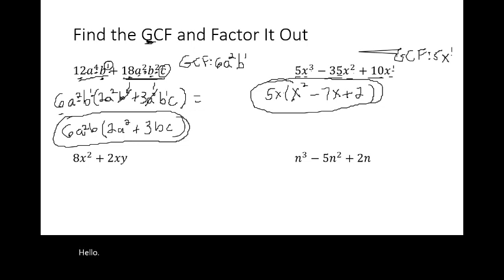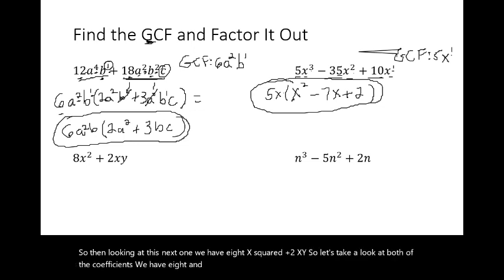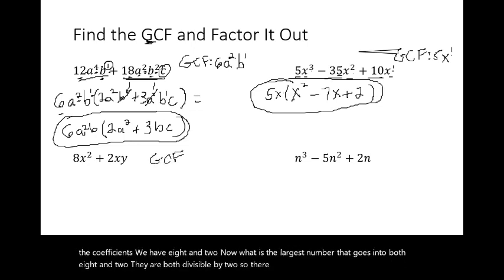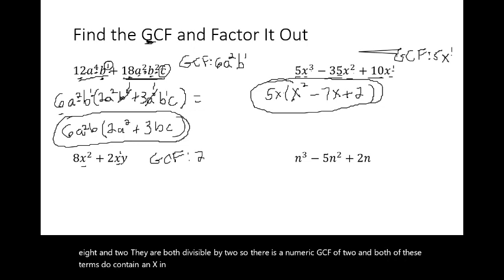So then looking at this next one, we have 8x squared plus 2xy. So let's take a look at both of the coefficients. We have 8 and 2. Now, what is the largest number that goes into both 8 and 2? Well, they are both divisible by 2. So there is a numeric GCF of 2. And both of these terms do contain an x in it, and the lowest power of x that appears between the two of these is x to the power 1. So 2x to the power 1 is going to be our GCF.